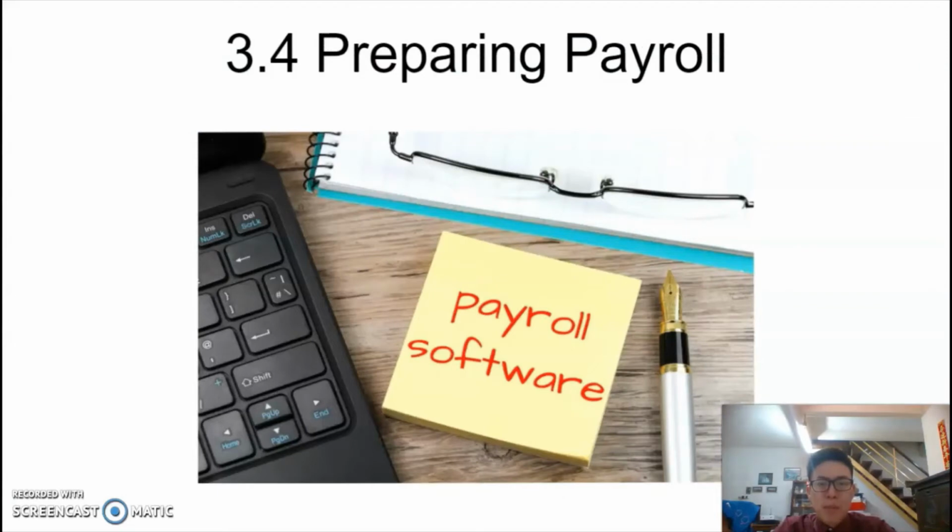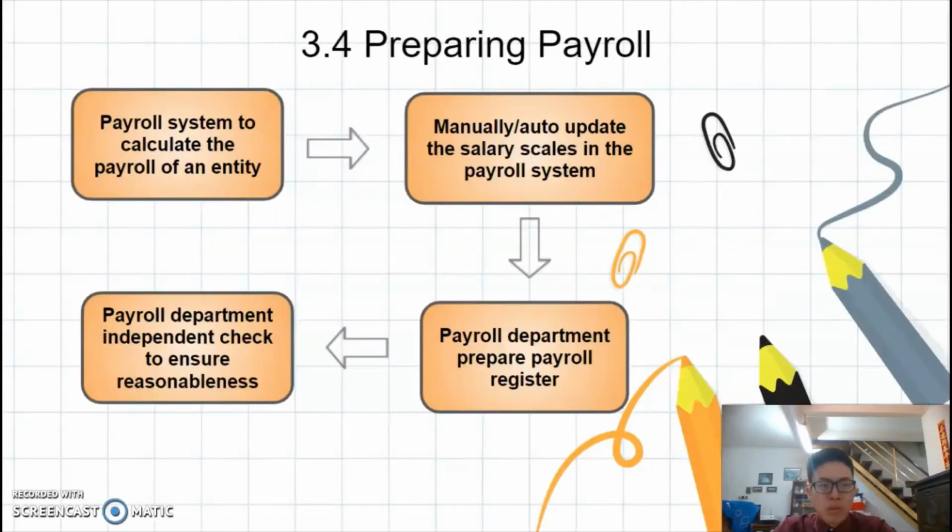The fourth is preparing payroll. The payroll system will be used by an entity to calculate the payroll. We will either manually or automatically update the salary scales in the payroll system. After that, the payroll department will prepare a payroll register, and they need to implement an independent check to ensure the reasonableness of the amounts related to the working hours.